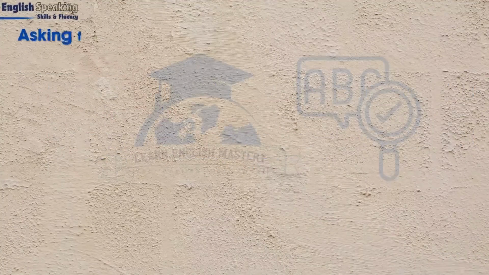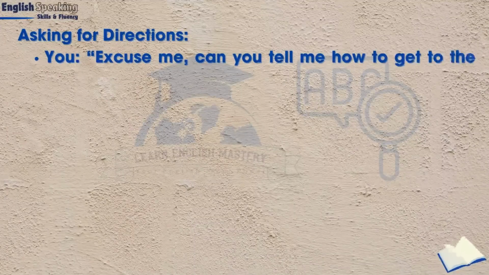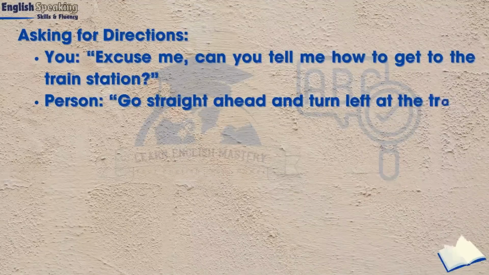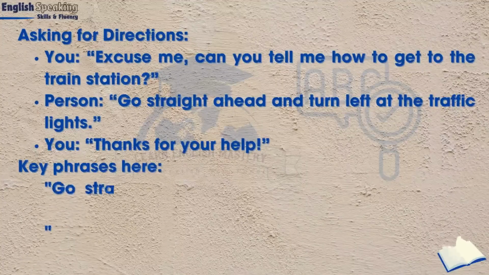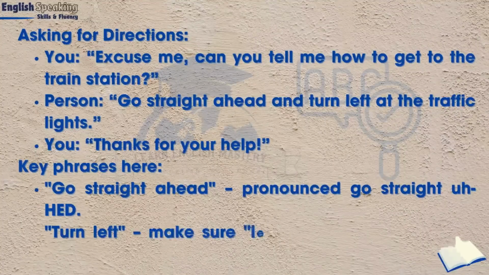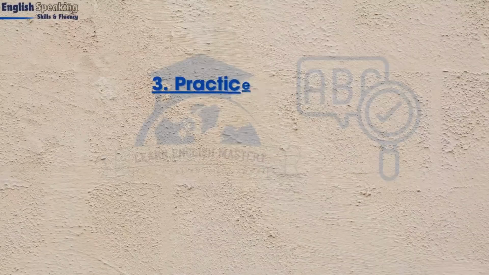Asking for directions, you: "Excuse me, can you tell me how to get to the train station?" Person: "Go straight ahead and turn left at the traffic lights." You: "Thanks for your help." Key phrases here: "go straight ahead," and "turn left," make sure "left" is soft, not too strong.